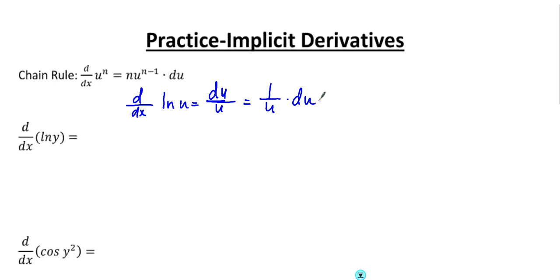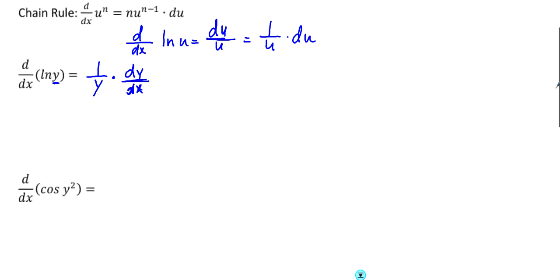Okay, so since my variable is y and I'm taking the derivative with respect to x, I get 1 over u, which in this case u is y, so I get 1 over y, times the derivative of u, and since u is y, the derivative of y is dy over dx. So this is my derivative. Now because it's implicit, that's why we end up with this dy over dx. We're taking the derivative of y with respect to x. Okay, the second one.